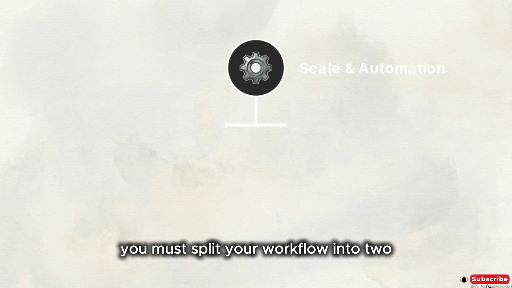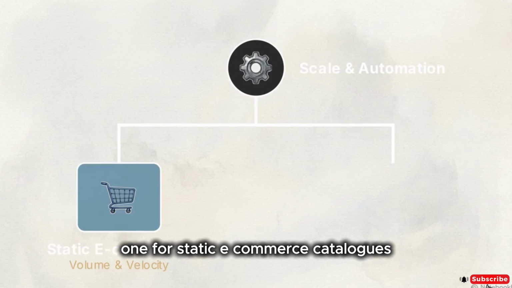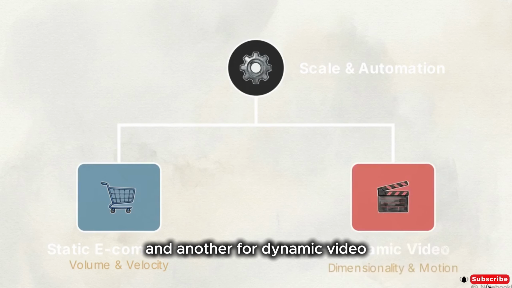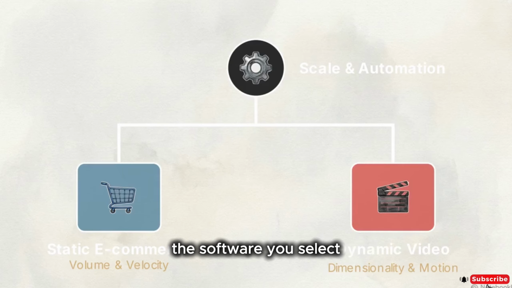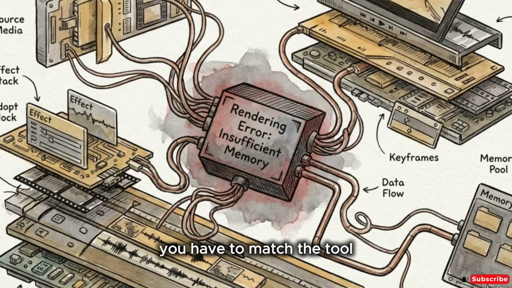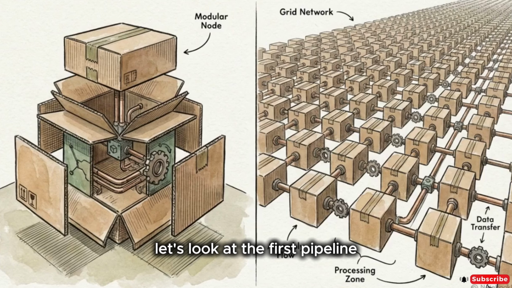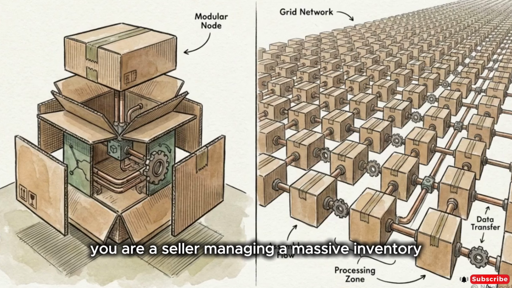You must split your workflow into two completely isolated paths, one for static e-commerce catalogs and another for dynamic video. The software you select determines what slows you down the most. You have to match the tool to the specific bottleneck of your pipeline. Let's look at the first pipeline. You are a seller managing a massive inventory.